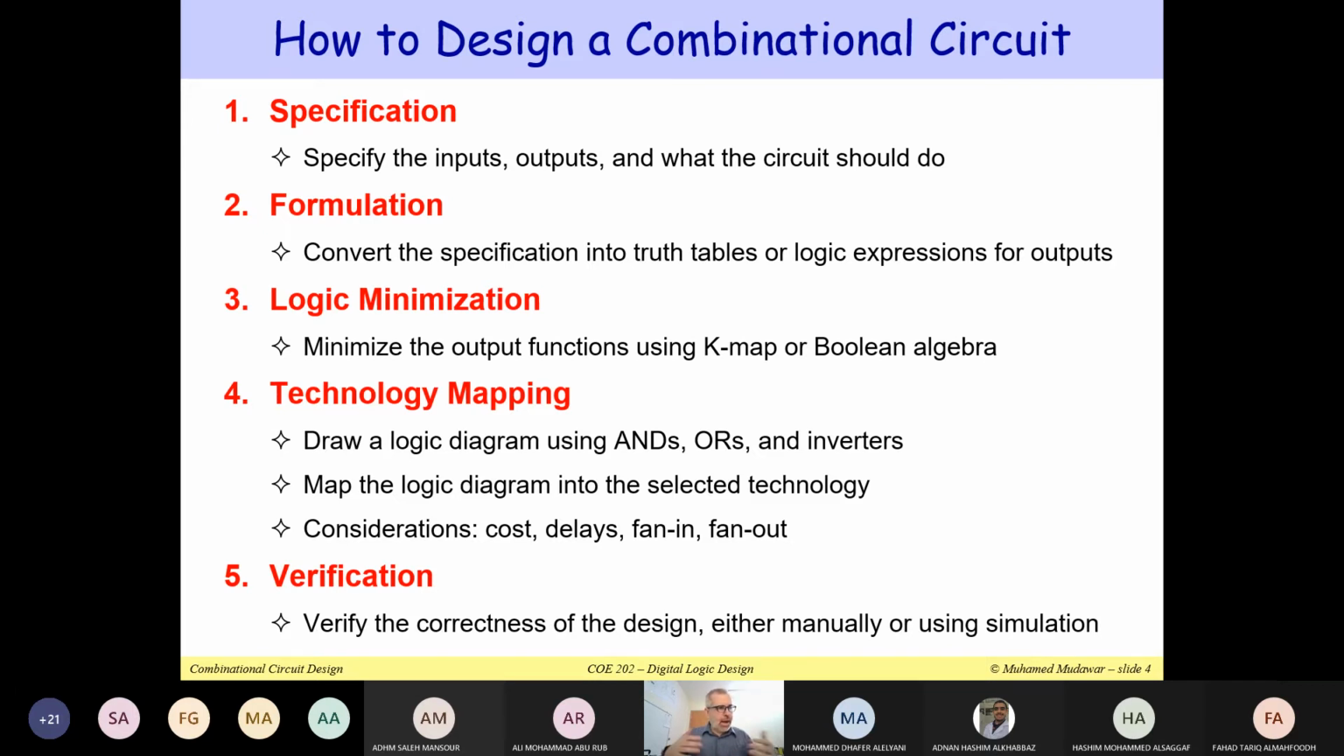But when you are dealing with a large design, large circuit, okay, having hundreds or even thousands of gates, then what you need to do is that you need to use simulation. And for this purpose, we use Verilog to simulate and to verify the correctness of the design, okay? So these are the steps of designing a combinational circuit. We'll go through these steps, okay, and show to you how we can design a combinational circuit.